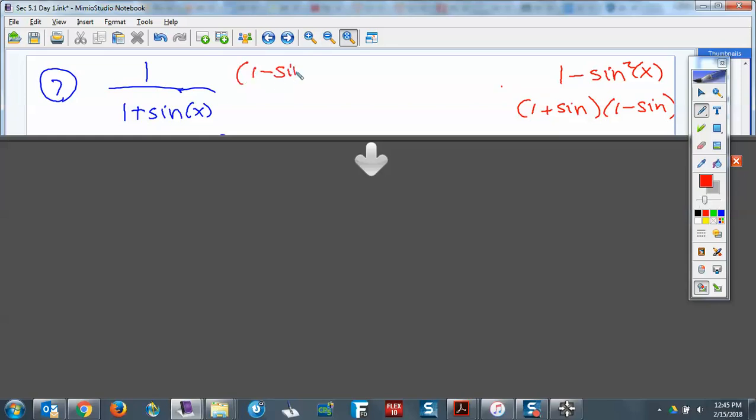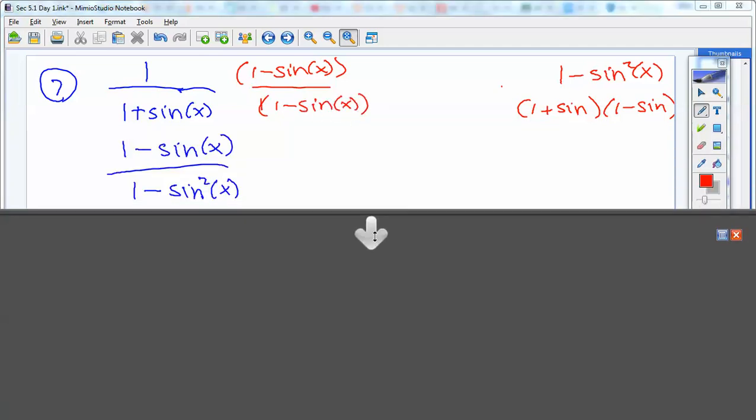We want to multiply the top and bottom times 1 minus sine x. Okay? Now it gives us a messier top, so it gives us 1 minus sine x up there. But on the bottom, it gives us 1 minus sine squared, which is nice, because I noticed in my answer I had a secant squared in there. Of course, that makes me think of cosine squared, 1 over cosine squared.